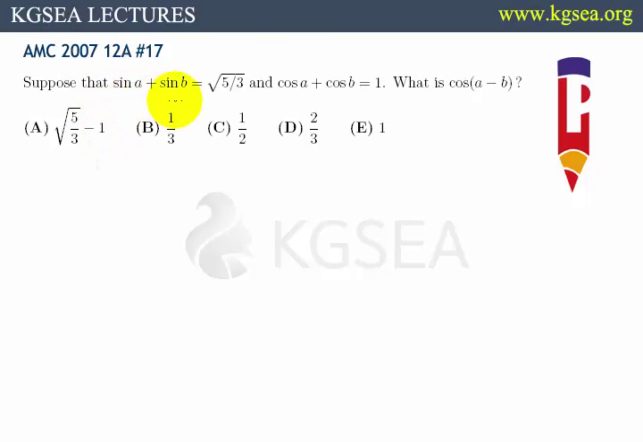Suppose that sine A plus sine B is this. What a strange number. I don't like the look of it. And cosine A plus cosine B equals 1. I like the look of this. Okay, what is cosine of A minus B?